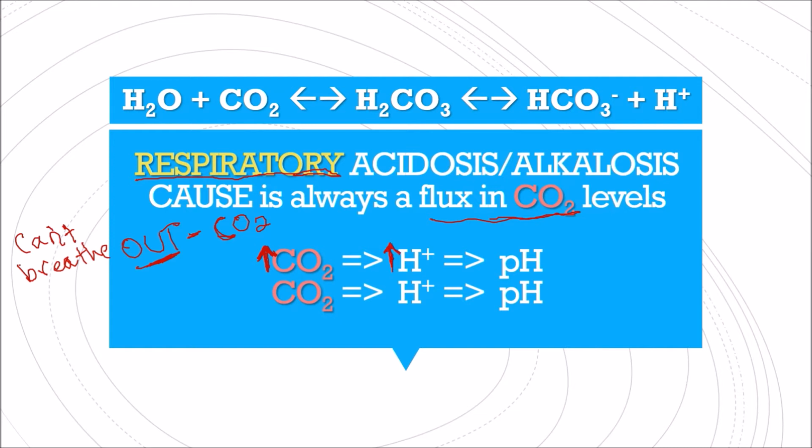What do we know about hydrogen? A positive hydrogen ion means acid. Anytime you hear the word acid, think of a hydrogen ion. Hydrogen ions are acidic, so a buildup of hydrogen ions means you're increasing the acid.